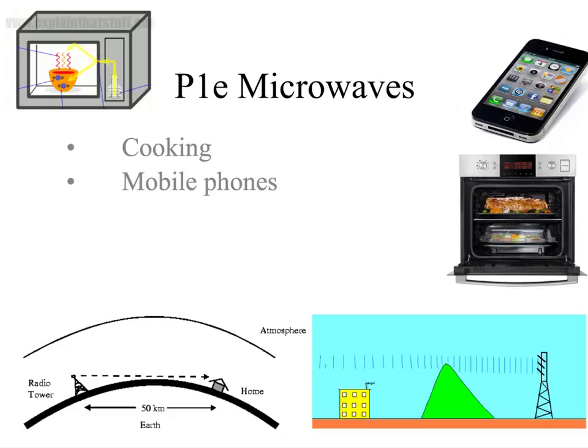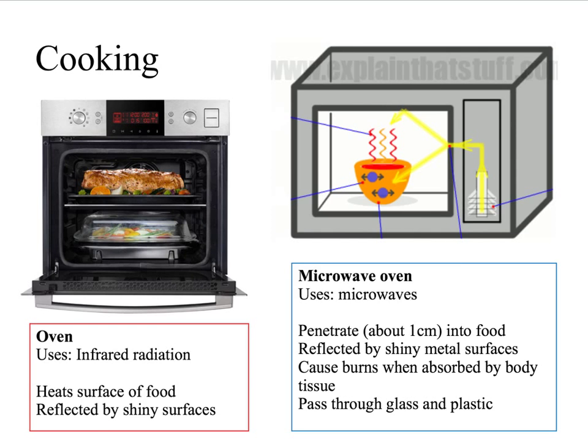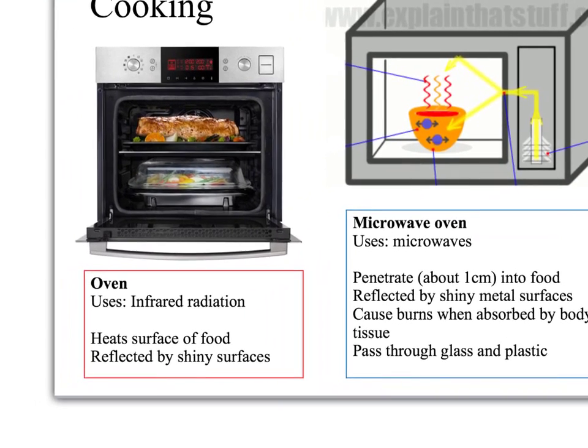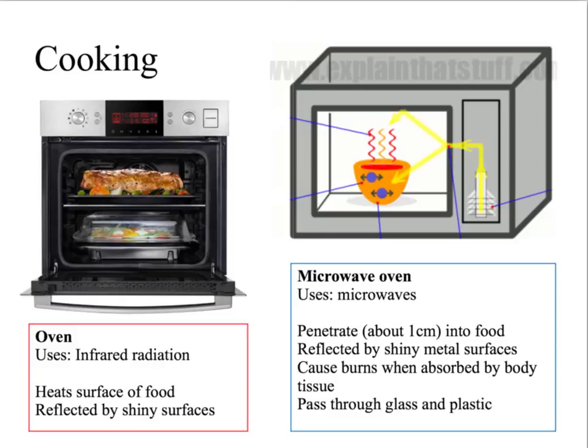Hi, this is OCR Gateway Physics Revision for section P1 Microwaves. In this section we'll be looking at cooking and mobile phones, two applications of microwaves. So we're going to compare a conventional oven to a microwave oven.